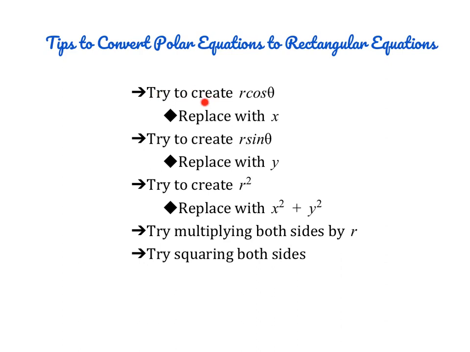So look for the phrase r cosine of theta, and if you ever see that, you can replace it with an x. Also look for the phrase r sine of theta, and you can replace that with a y. If you ever see r squared, you can replace it with x squared plus y squared. So it could be beneficial to try to create r squared. And sometimes in order to achieve that, you may need to multiply both sides by r. That's a common strategy. Or you may also need to try squaring both sides.